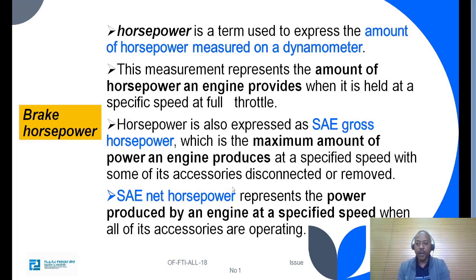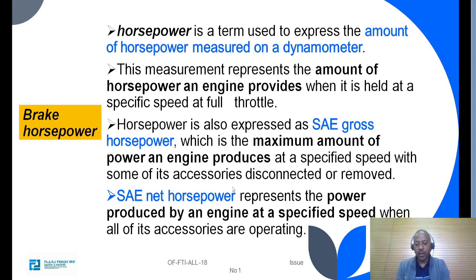Brake horsepower. Horsepower is a term used to express the amount of horsepower measured on a dynamometer. This measurement represents the amount of horsepower an engine provides when it is held at a specific speed at full throttle.